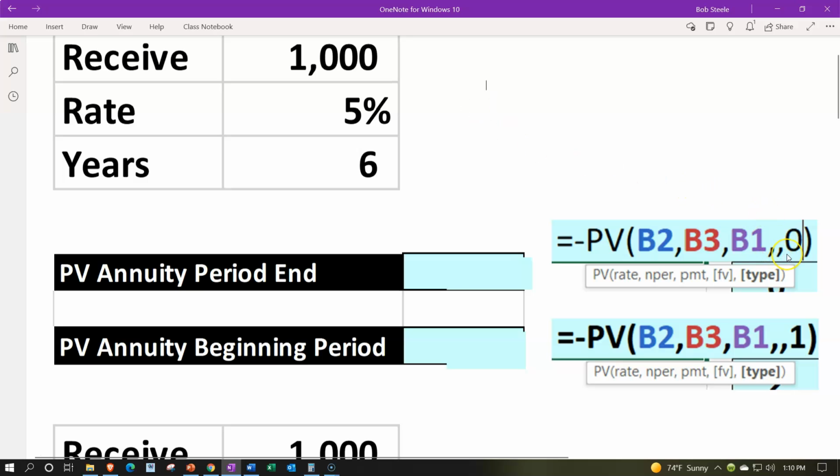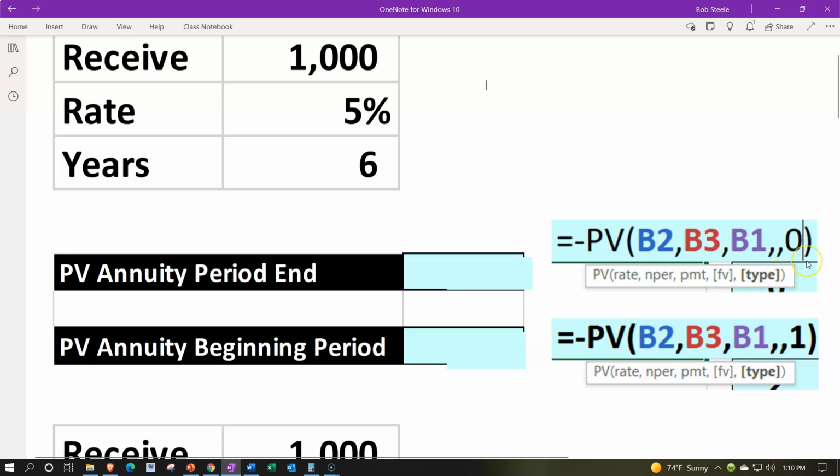You wouldn't need these other 2 commas and a 0, because if you didn't put anything beyond the payment, then Excel would assume that it is an annuity, and if you do not indicate otherwise, it would assume a normal type of annuity where the payment is happening at the end of the period. But if you want to indicate when the payments happen, you can have another comma, which would skip the future value term, because the future value term usually is used for non-annuities, and so we use the payment for the annuity and then get to the type field. The type field is the one that can tell us whether the payments are happening at the beginning or end of the period.